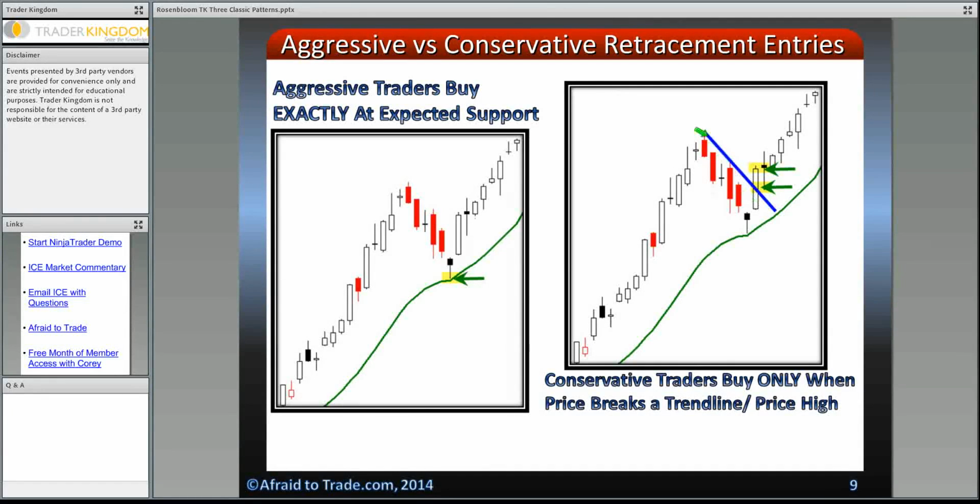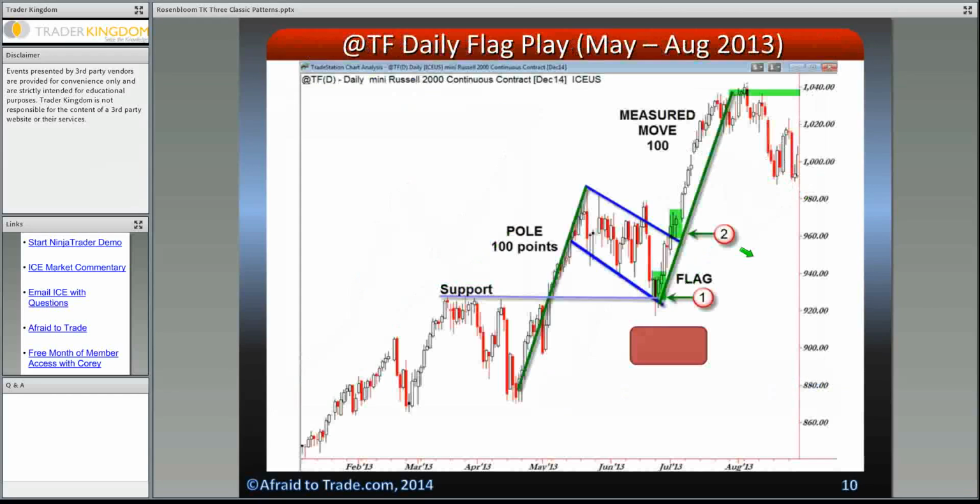So look for that price to break above the falling trend line. At that point, you can place your stops. So that's, again, an aggressive, experienced, conservative, new strategy. So here's how that works.